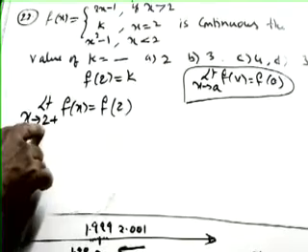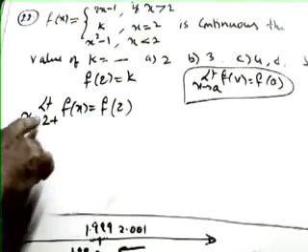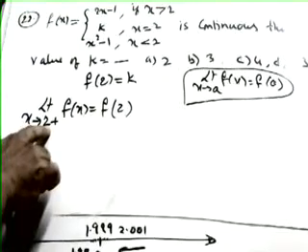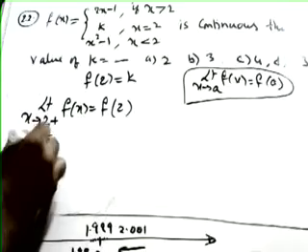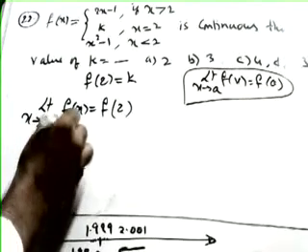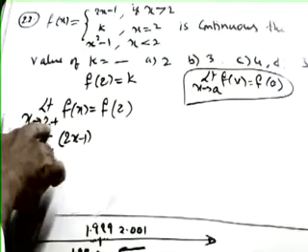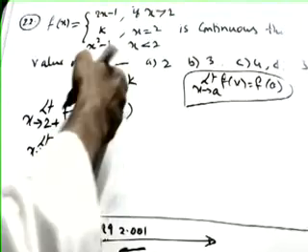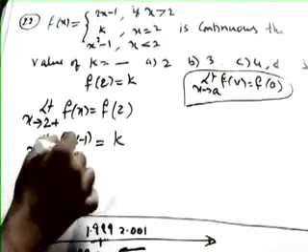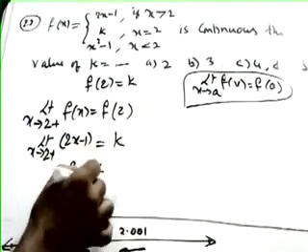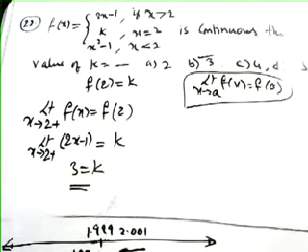So let me go here, watch carefully. x tends to 2 plus means slightly more than 2. So we have to take this one for f of x, because this is x greater than 2. So limit x tends to 2 plus, f of 2 value is k. Now you substitute the value of x as 2. 2 twos are 4, 4 minus 1 is 3. So 3 equals k. So the value of k is 3 here.